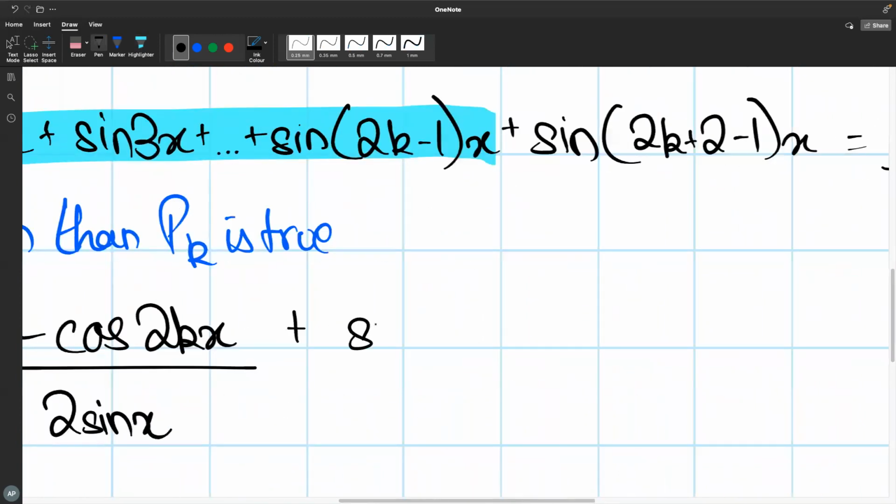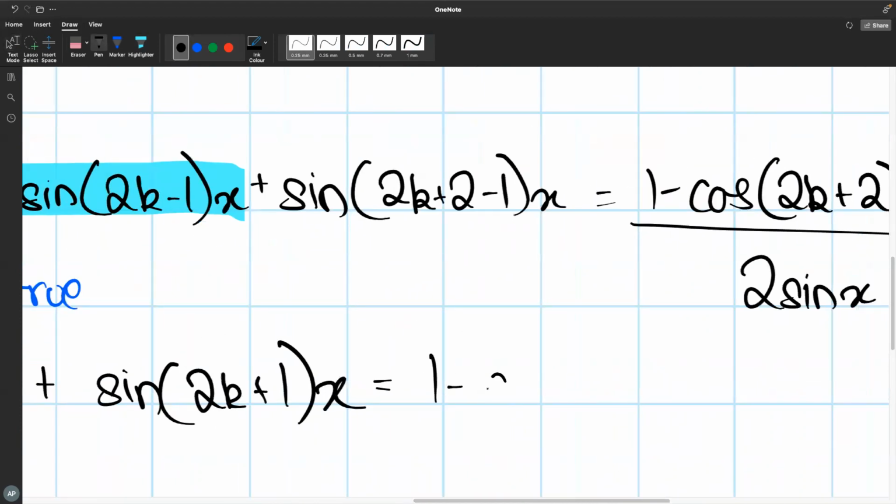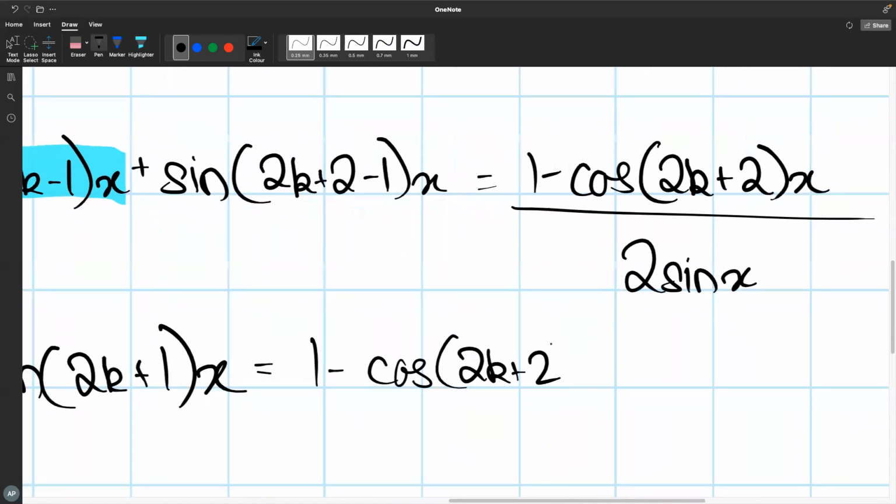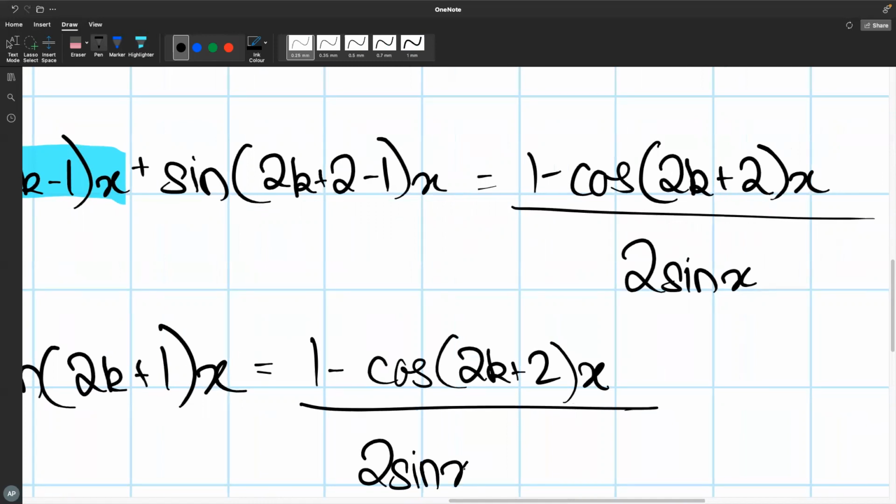plus sine of 2k plus 2 minus 1. Actually, we can simplify this and just write it as sine of 2k plus 1 x is equal to 1 minus cosine 2k plus 2 x over 2 sine x.